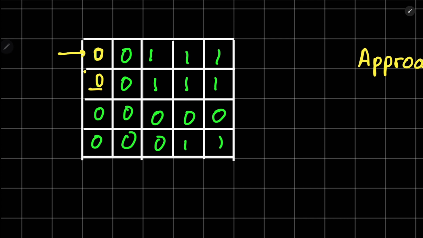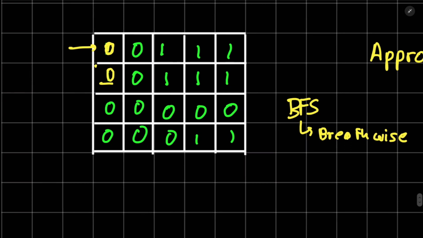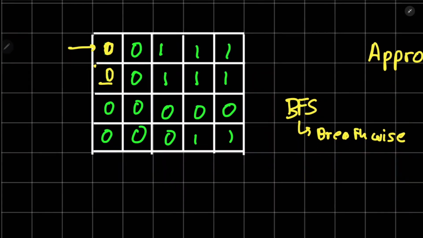As we know that BFS goes breadth-wise, the last cell that was pushed into the queue would be the answer. That would be the rightmost corner. Let's look at this one. As we have flipped it to 0, we will push this cell and this cell in the answer.